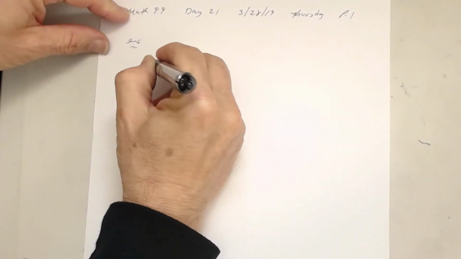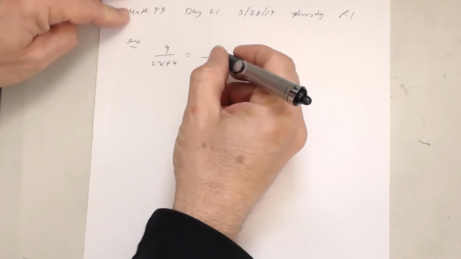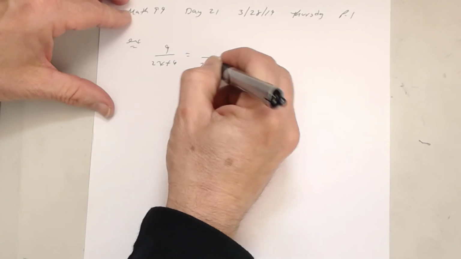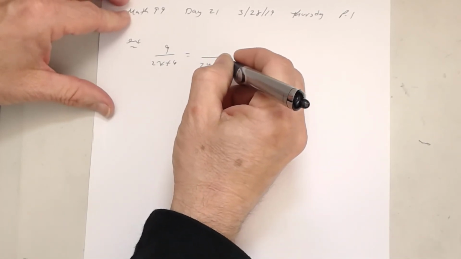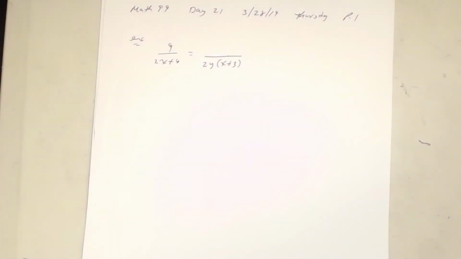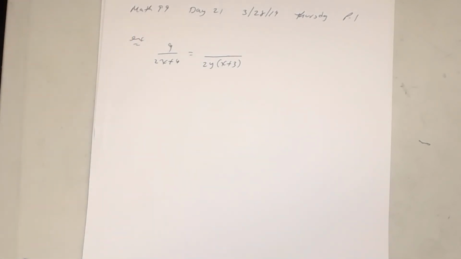Right. So you have 9 divided by 2x plus 6 equal, and then 2y times x plus 3. All right, so remember, you want to find what that numerator should be. So you want to find out 9 divided by 2x plus 6 is equivalent to what fraction with that denominator.